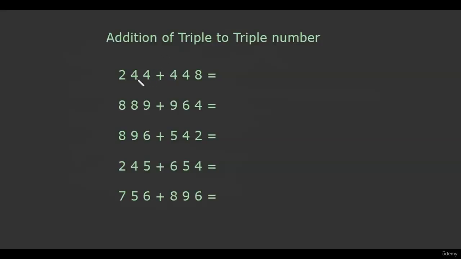Now we have to add 244 to 448. The sum of 2 and 4 is 6. But the numbers before 2 and 4 are 4 and 4, and they are non-carry numbers. So we write the sum of 2 and 4 as 6. And now 4 plus 4 is 8. And the numbers on the right side of this pair are 4 and 8, and they are carry numbers. So we increase 4 plus 4, 8, by 1.